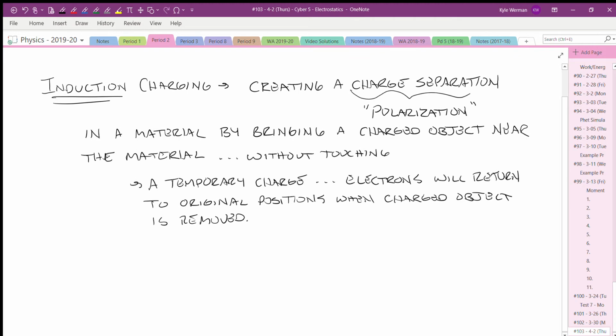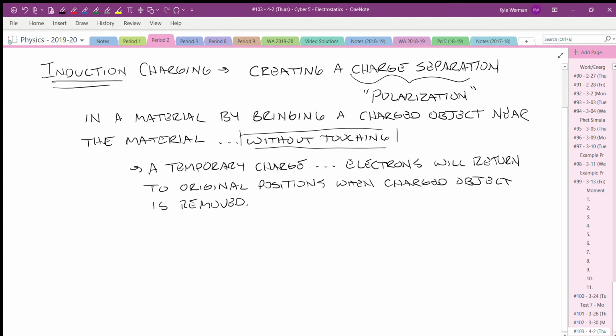Now, again, the biggest thing about induction is it's without actually touching, which means there must be some kind of charging that occurs with contact. And this is a type of charging we call conduction charging, or charging by conduction. It also happens to be that to charge something by conduction, usually that thing you're charging is going to be a conductor itself, so that the electrons can actually flow into it.